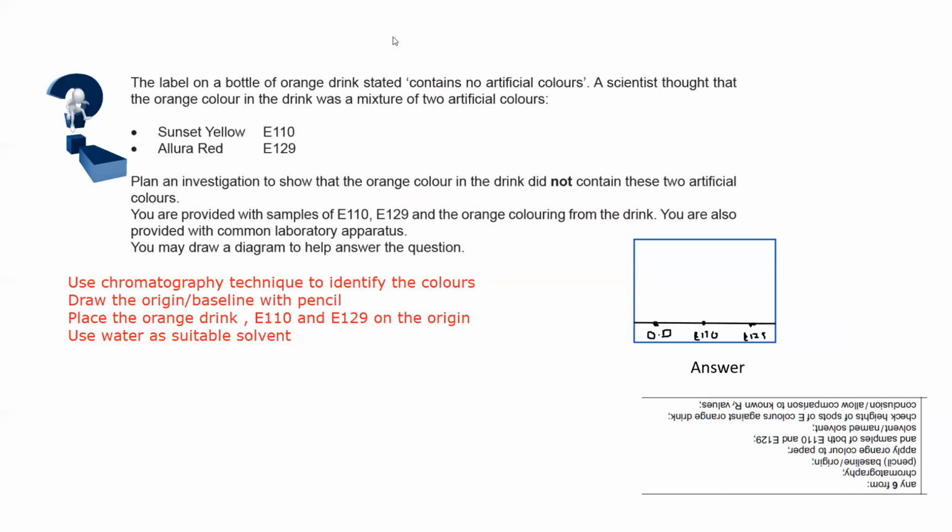So we select water here as a suitable solvent. What are E110 and E129? These are the numbers given for the colors. Different food colors have different numbers, like sunset yellow and Allura red. So food colors are not only represented by their names, they are also represented by numbers. Like when you buy, for example, jelly, jelly has different colors, and on the ingredients it is mentioned which color is used. Instead of writing the name of the color, they mention E110, E115, E125. So we use a suitable solvent, for example water. As they did not mention it is insoluble in water, you can mention water as a suitable solvent.